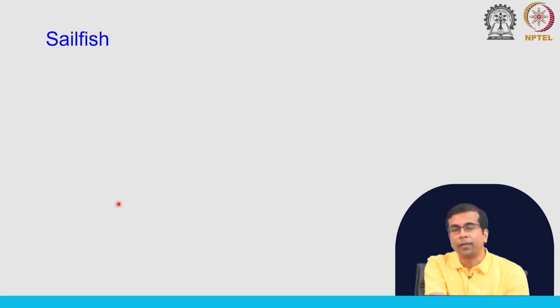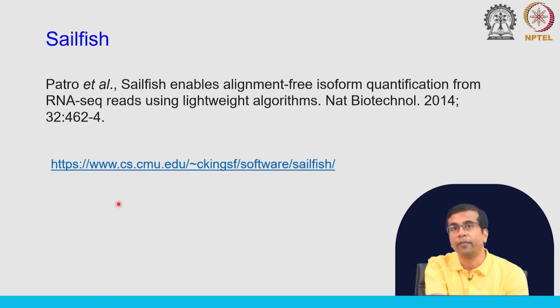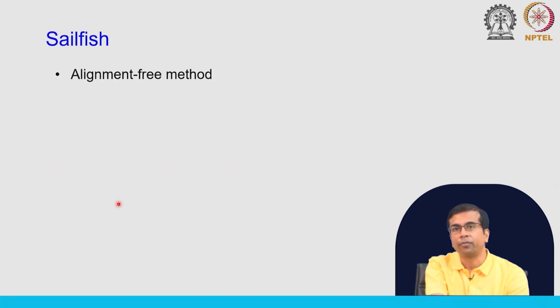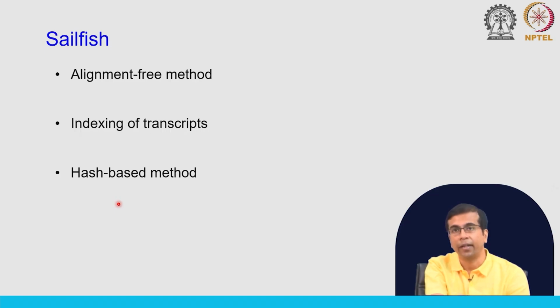Then we have another method which is called Sailfish. Again, this is an alignment free method and it can also help in isoform quantification. What it does is utilize something called indexing of transcripts. It is a very similar idea to what we talked about earlier, the seeding. It creates indexes of certain length, k-mers of a certain k value, and then it looks for these k-mers from the read data. So, it is a kind of hash based method. It searches for these indexes from the read data against the reference transcript.